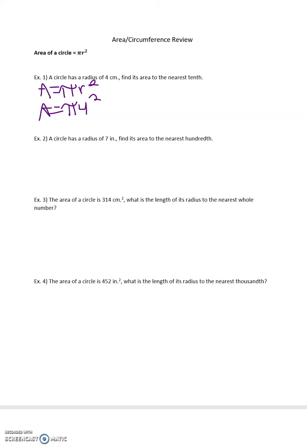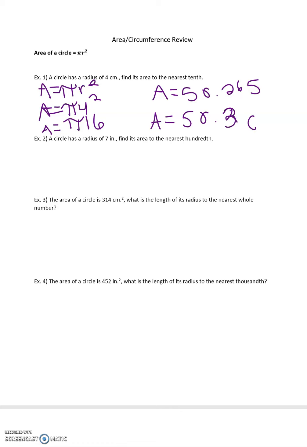So then we have area equals pi times 4 squared, which is the same thing as area equals pi times 16. And then pi times 16 is approximately 50.265. We're rounding that to the nearest tenth. So that's 50.3 centimeters squared.